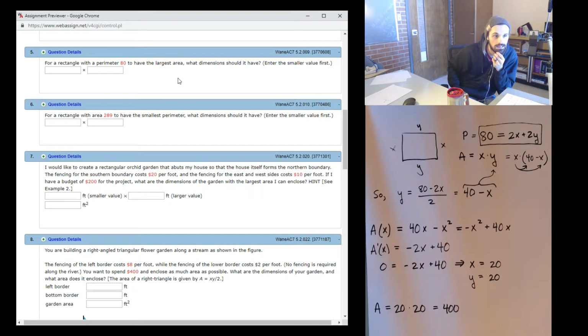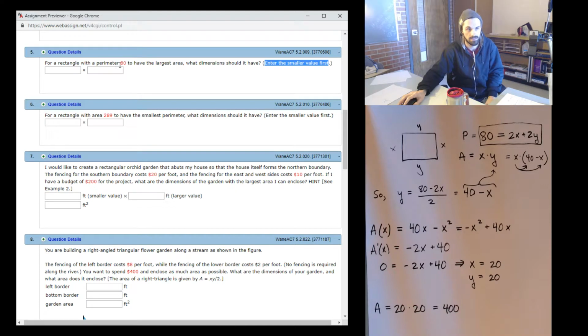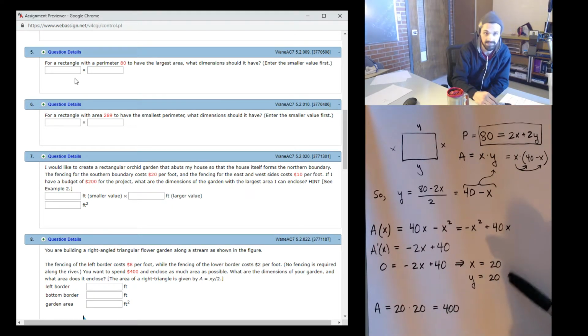Rectangle perimeter 80, have largest area. What dimensions should it have? Also, be aware to read these problem statements carefully. In this one, enter the smaller value first. So do take notice of these statements. You could do all the work right, punch it in incorrectly, and the work would be right, but it doesn't recognize that it's right. So in this instance, recognize x and y were the same, so of course it doesn't matter which one you enter first.